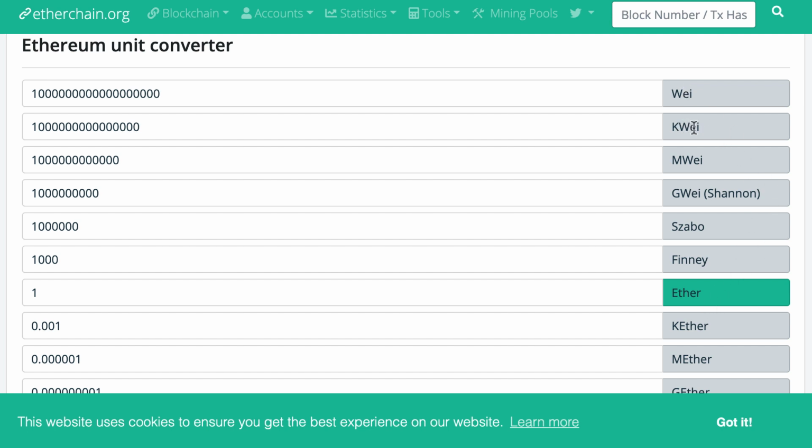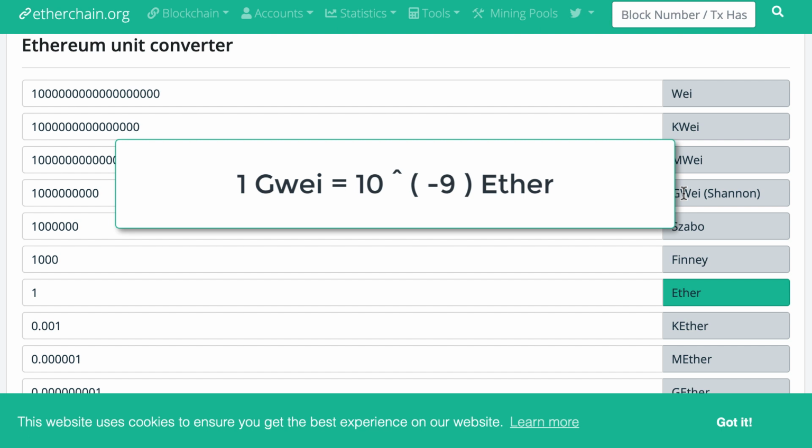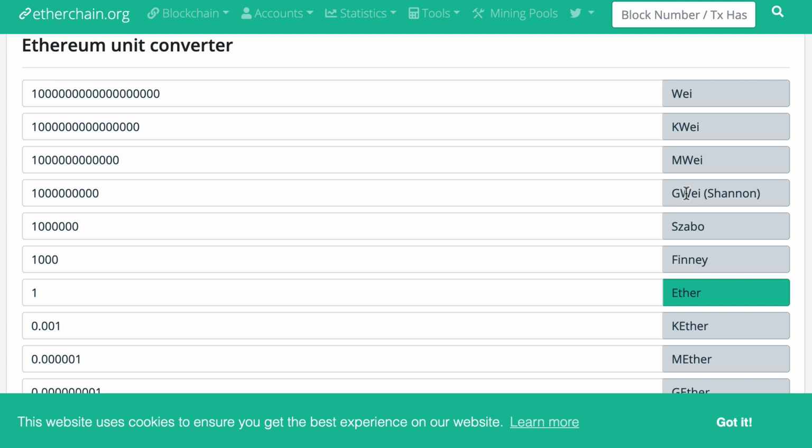So we have Gwei, we have, I don't know how to say this one, Mwei, and here the most important one is Gwei. So one Gwei equals 10 power minus 9 Ether. That's also a very small number, and in terms of dollars, this is just equal to a small fraction of a US dollar. So Gwei is very important because that is the unit that is used to express gas price.